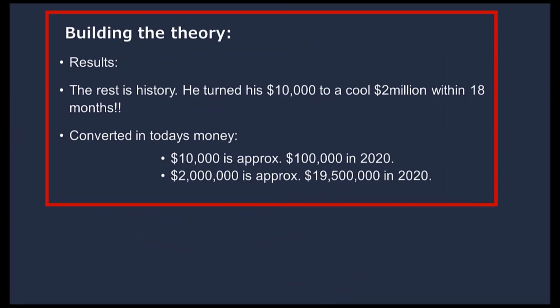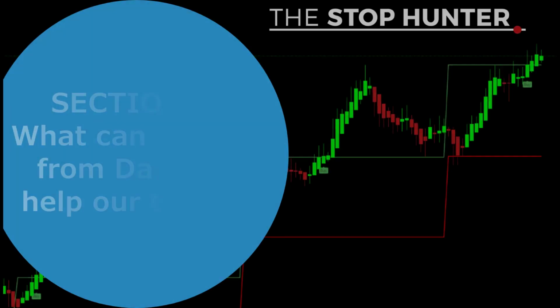Well, the results of this, the results are legendary. He turned his $10,000 to a cool $2 million within 18 months, and I've converted that into 2020 money. So he basically started with $100,000 and he ended up with $19.5 million within a year and a half. That's pretty good going for a retail trader trading US stocks.